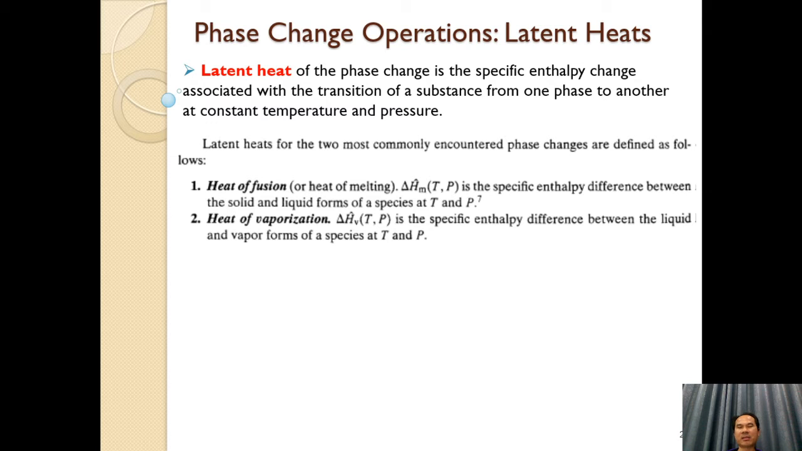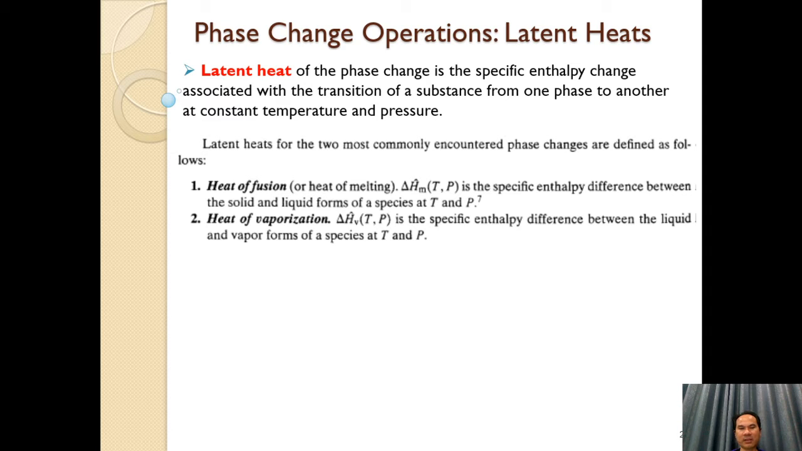Now we consider the enthalpy change based on phase change. What do we talk about? The latent heat. Latent heat is the enthalpy change of phase change. It is the specific enthalpy change associated with the transition of a substance from one phase to another at constant temperature and pressure. That's why we talk about the heat of fusion or heat of melting, which is the difference between solid and liquid, at constant temperature and pressure.